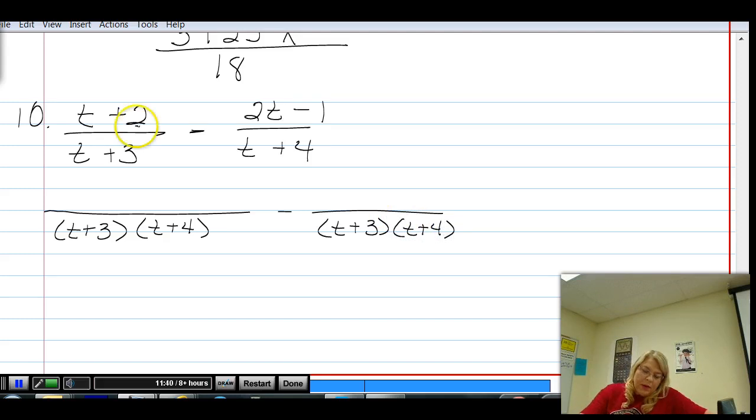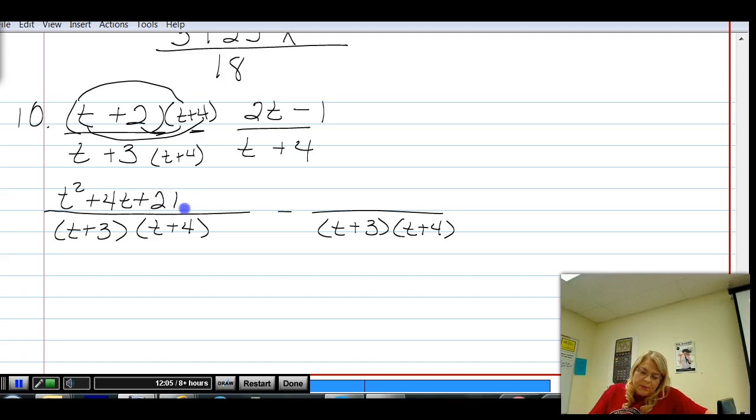Now, this one had a t plus 3 in its denominator. It needed me to multiply by the t plus 4 to come up with the common denominator. So I have to multiply my numerator times t plus 4 also. When I FOIL this out, I get t squared plus 4t plus 2t plus 8.